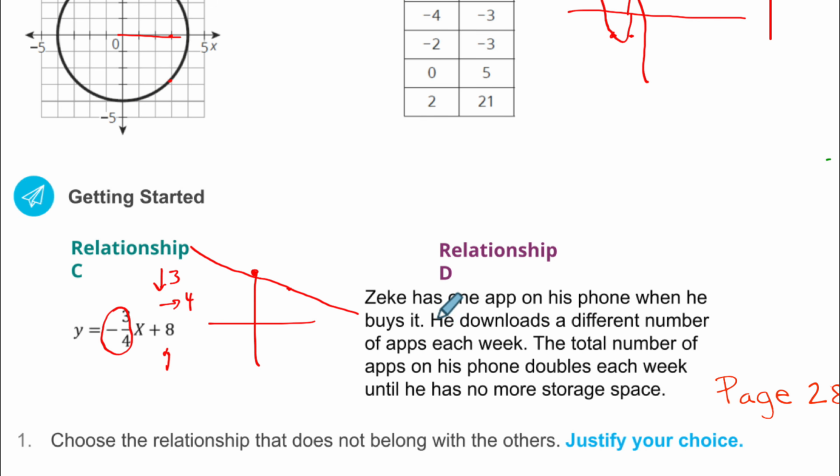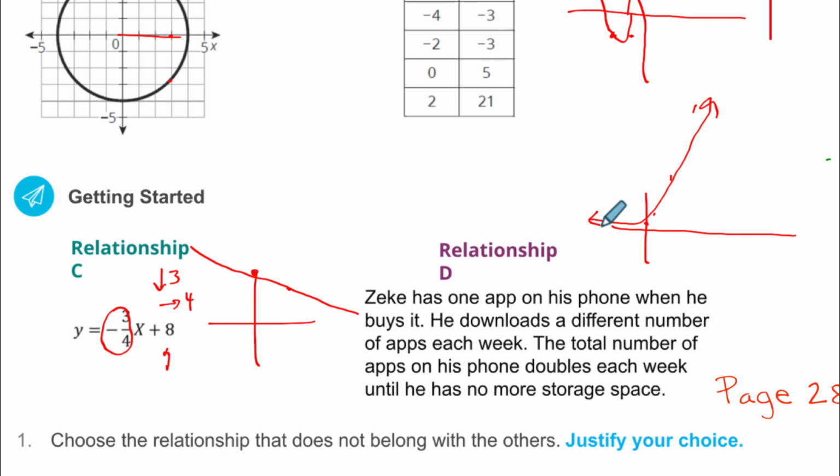And lastly, this relationship: Zeke has one app on his phone when he buys it. Okay, way to go, Zeke. So when he buys it, boom, one app. Let's just start at 1. He downloads a different number of apps each week. It doubles until he has no more space. So we're going to double it, and then we'll double it again, and then we'll double it again. And then that gives us a graph that kind of looks like this.